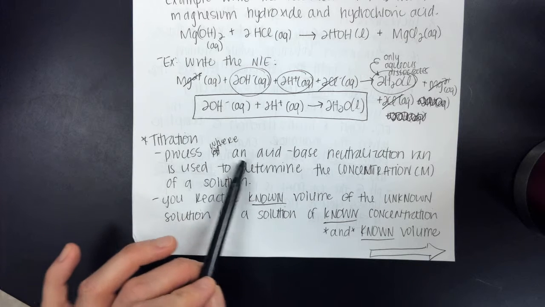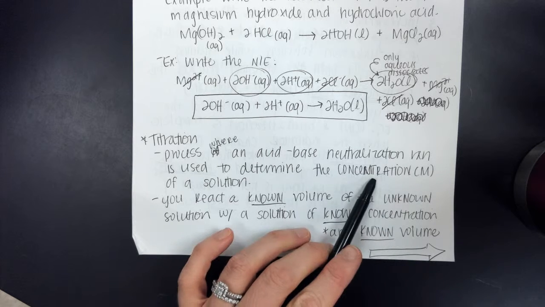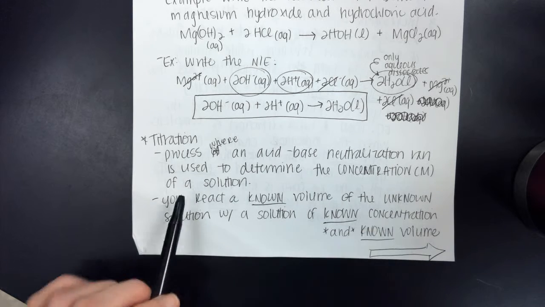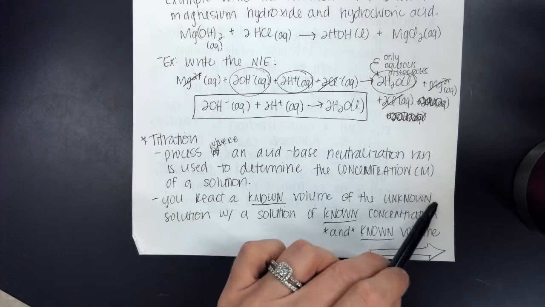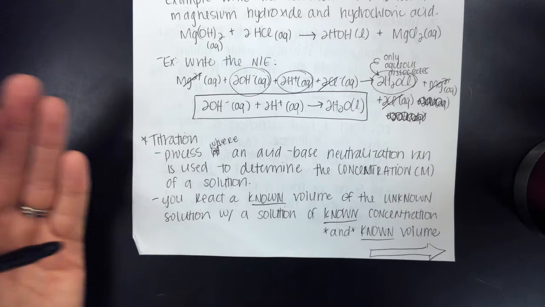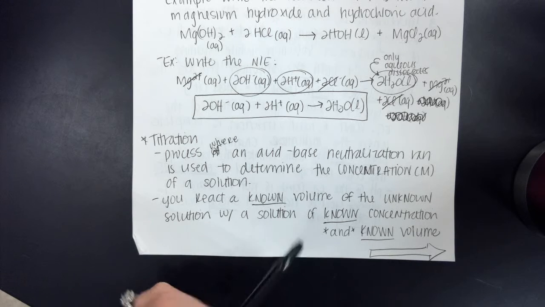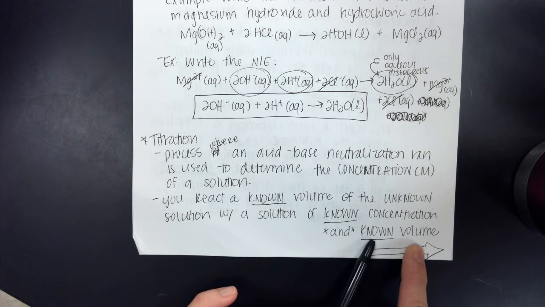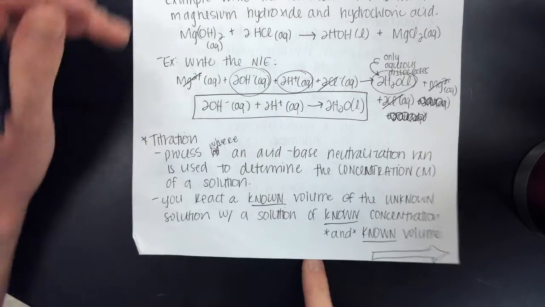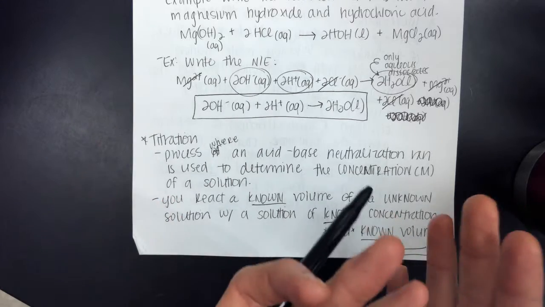Okay, titration is a process where an acid-base neutralization reaction is used to determine the concentration, and remember that's just molarity, of a solution. So you're going to react a known volume of a solution where we don't know its concentration. So we know we're going to have 500 milliliters or whatever of a solution, and you react that with a solution where you know its concentration and you know its volume. Okay, so there's a formula that allows us to calculate molarity and volume against another solution's molarity and volume. See if you can kind of predict that before we get there.